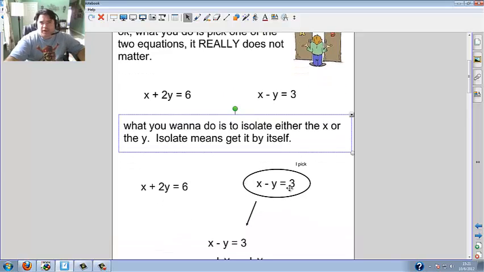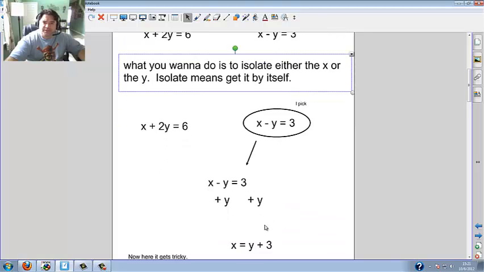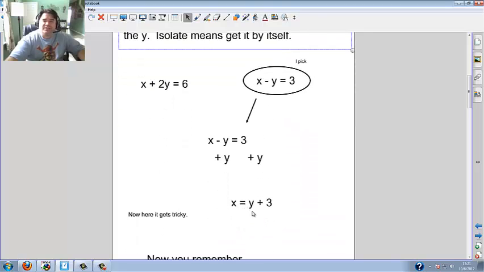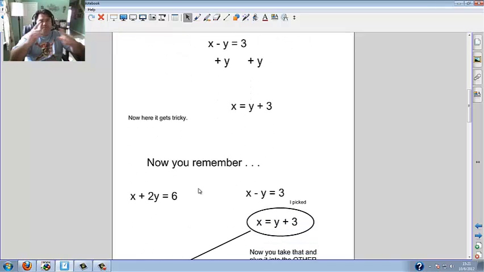So I have x minus y equals 3. I'll go ahead and get x by itself. And how do I do that? Instead of the minus y, I'm going to add y to both sides. Notice how now I get x equals y plus 3. Now I realize it looks kind of funny seeing an x equals and not a y equals, but it doesn't make a difference. Remember that when these two cross, both x's and both y's are going to be the same. Therefore I can swap one out for the other.